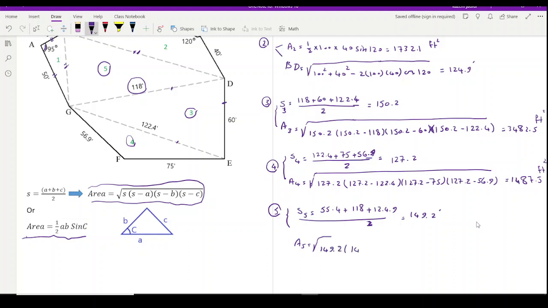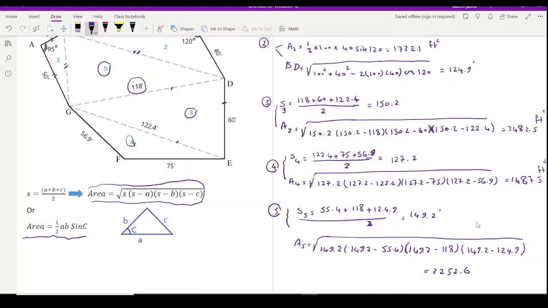And again, the same method to calculate area. A5 is equal to the square root of 149.2 times 149.2 minus 55.4, times 149.2 minus 118, times 149.2 minus 124.9, and this area is equal to 3252.6.